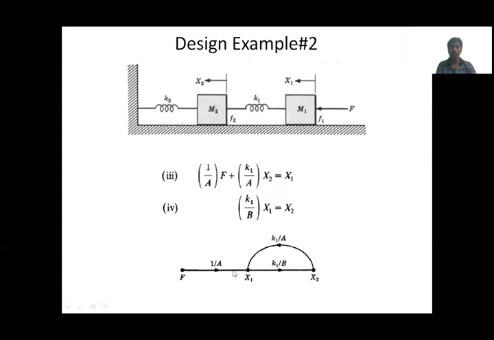It is the incoming branch to x1. Similarly, one more incoming branch is from x2. From x2 we have one incoming branch that has the gain k1 by a. From the second equation, x2 is equal to x1 into something. So only from x1 does it have the signal, with the gain k1 by b. The signal flow graph is done.